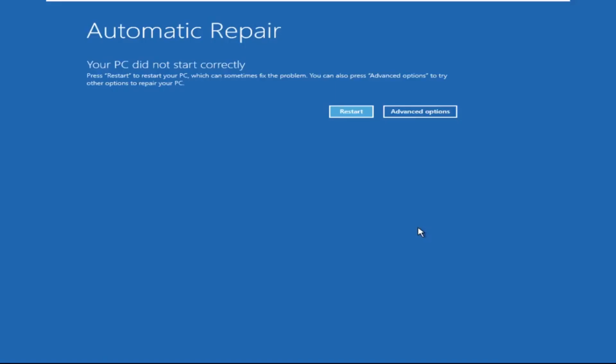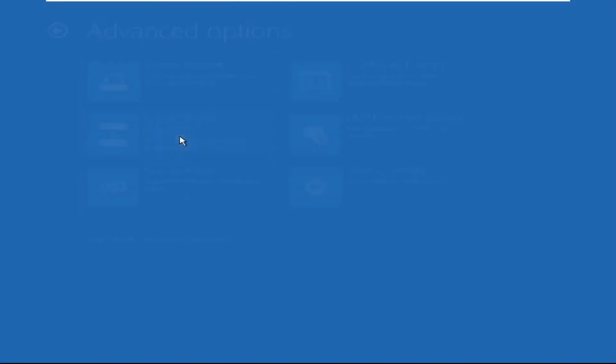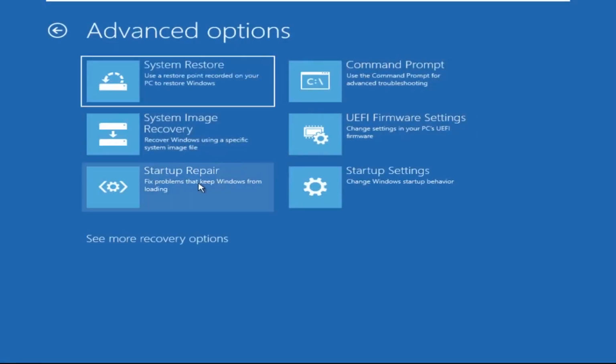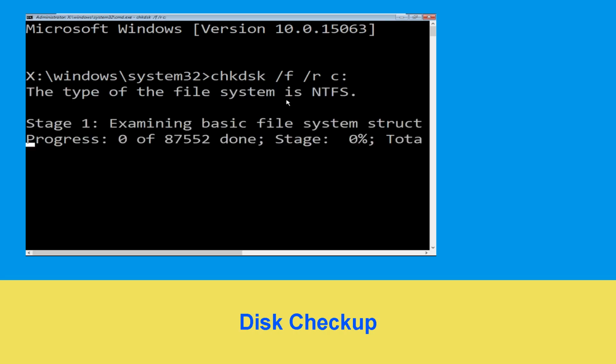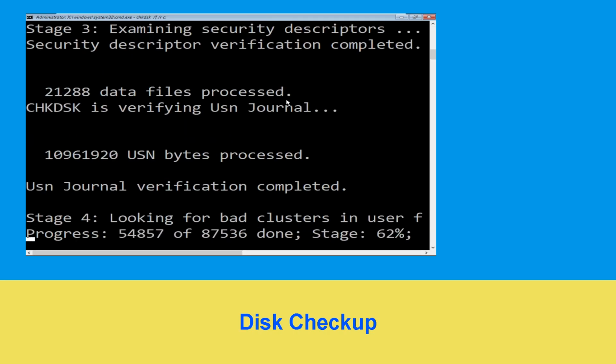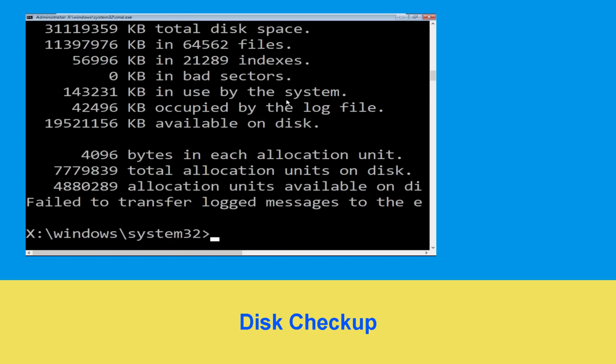So let's begin. Click on Advanced Options, then select Troubleshoot, then select Advanced Options and then click on Command Prompt. Now type chkdsk /f /r c: and hit enter. Then we need to wait for some time for the process to complete. Once done, move to the next step.